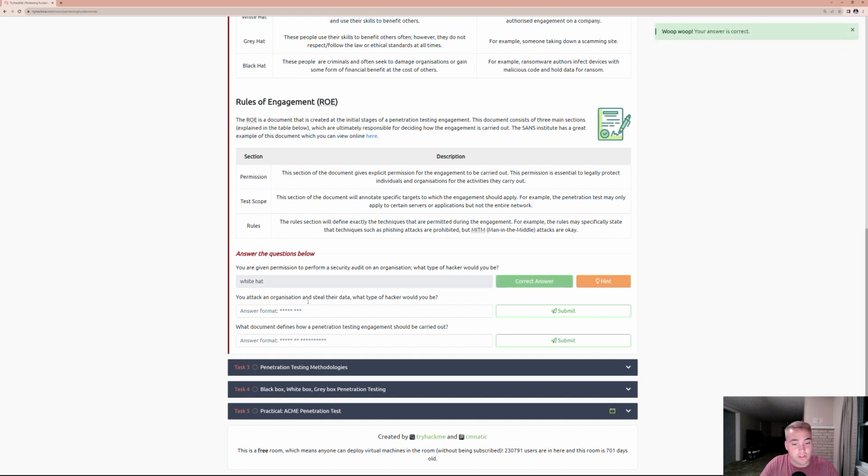You attack an organization and steal their data. What would you be? Black hat. And what document defines how penetration testing engagement should be carried out? It's what we talked about earlier. Rules of engagement.